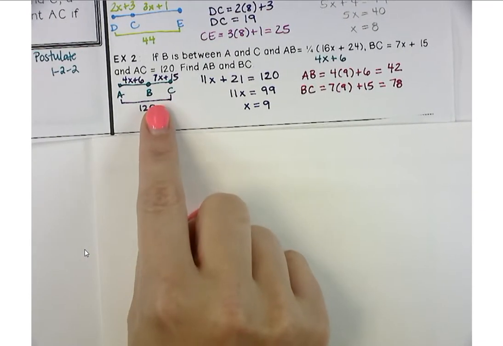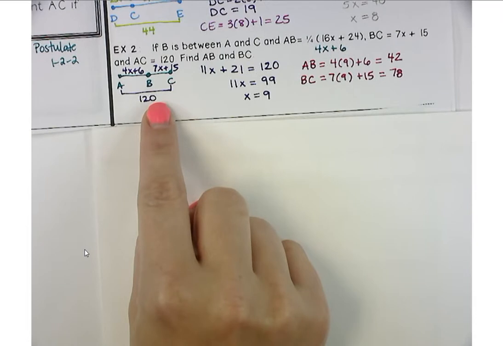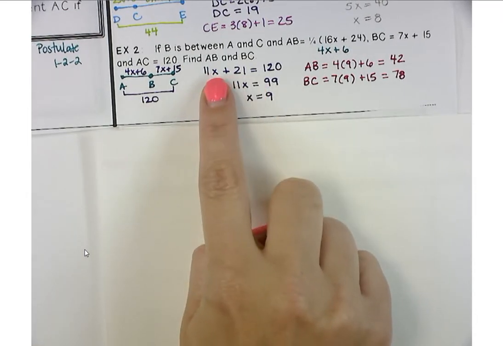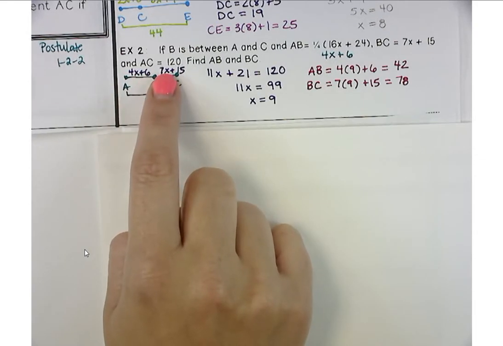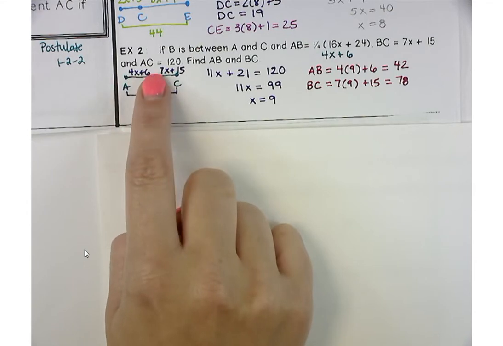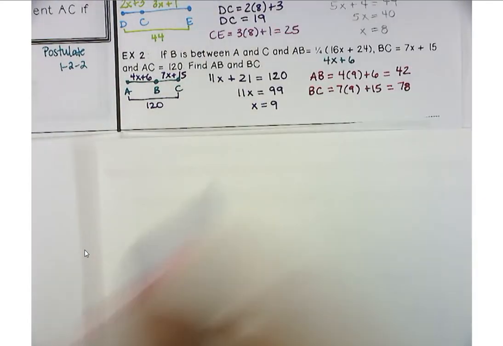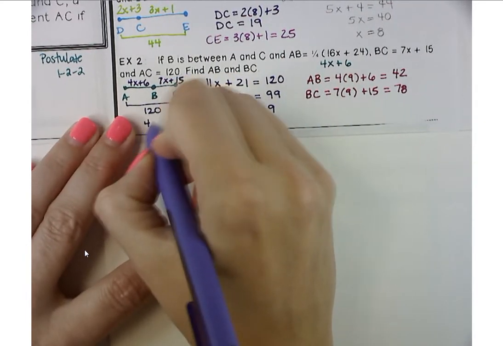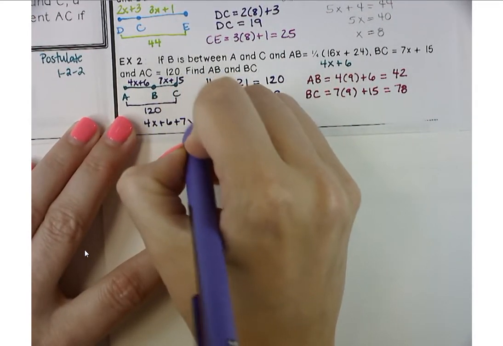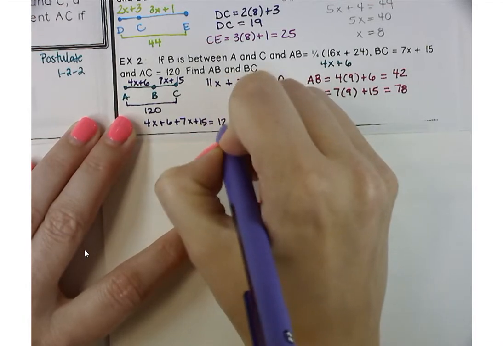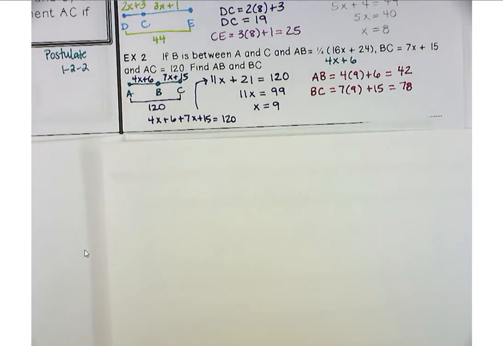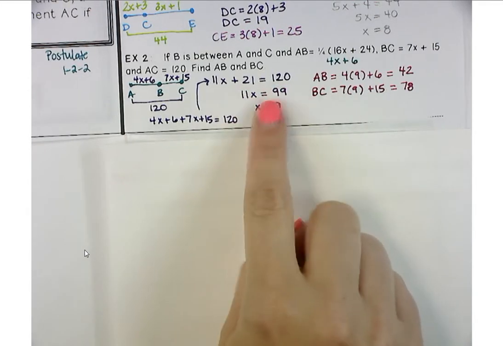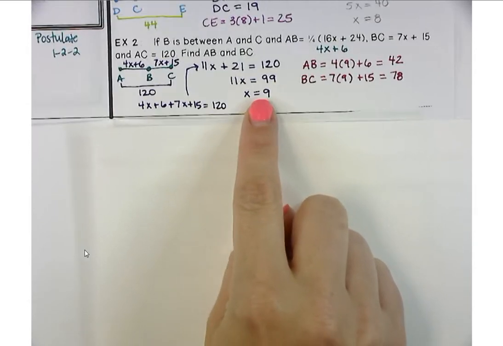The length of the entire segment is 120. So then you're going to set up your equation. When you set up your equation, what I did is I combined my like terms right away. So if you're adding these together, and you may have even had that as your first step, that 4x plus 6 plus 7x plus 15 is going to equal 120, and then you're going to combine your like terms. So 4x and 7x is 11x, 6 and 15 is going to be 21. Subtract 21 from both sides, divide by 11, you get x is 9.